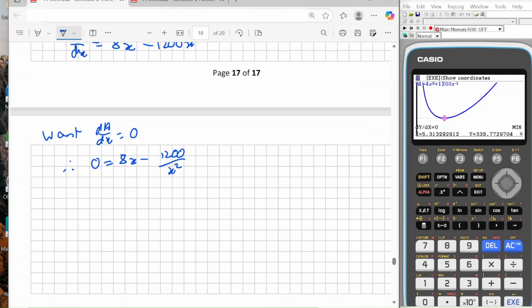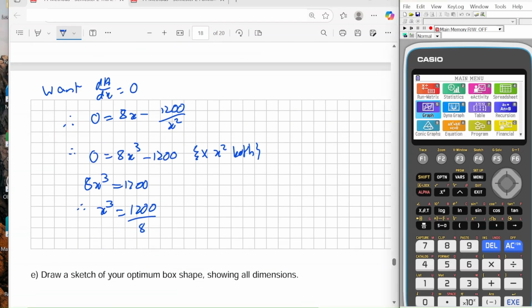There's a little trick you can use with equations. If you ever have fractions like this, you can just times everything by x squared. So 8x cubed, take 1200. This is timesing by x squared on both sides. So then you get 8x cubed equals 1200. Therefore, x cubed is 1200 over 8.